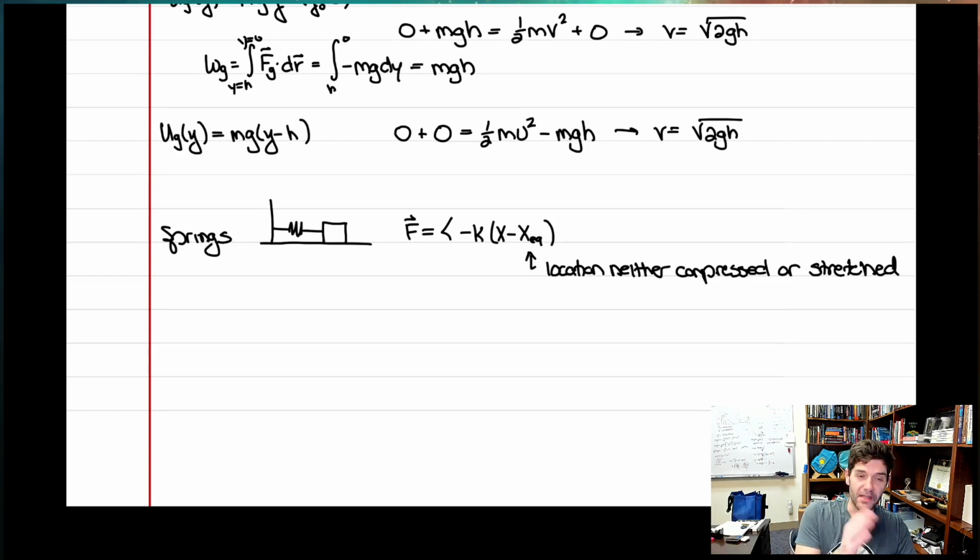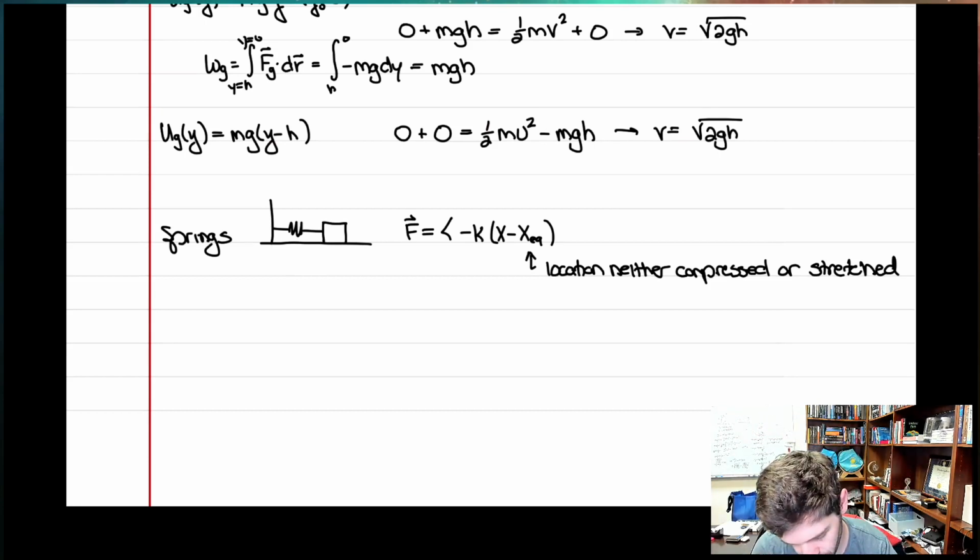If you wrote it as just negative kx, really what that was saying is that when x equals 0, that's where it's neither stretched nor compressed. Maybe you then just define your coordinate system such that that's the case. But in the case of the wall, usually you call this the origin, and there might be some location here where it's neither stretched nor compressed, and then the box is located here.